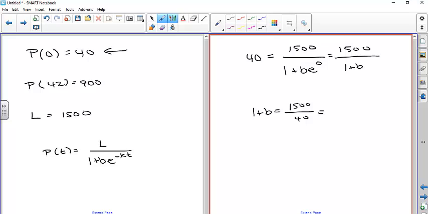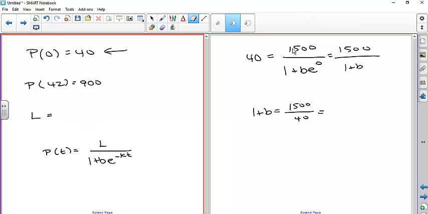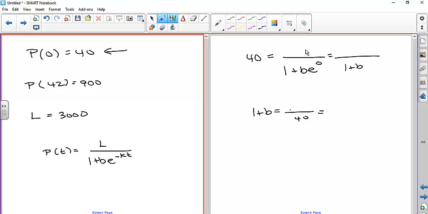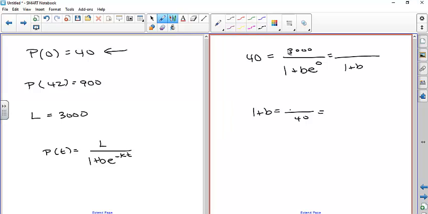Oh, that's because that is not the carrying capacity. Something's wrong. Okay. Carrying capacity is 3,000. Okay, just need to read the problem correctly. 3,000. Okay, this makes more sense. Okay, 3,000 divided by 40 is 75. And then subtract 1 from both sides, you get B equals 74.